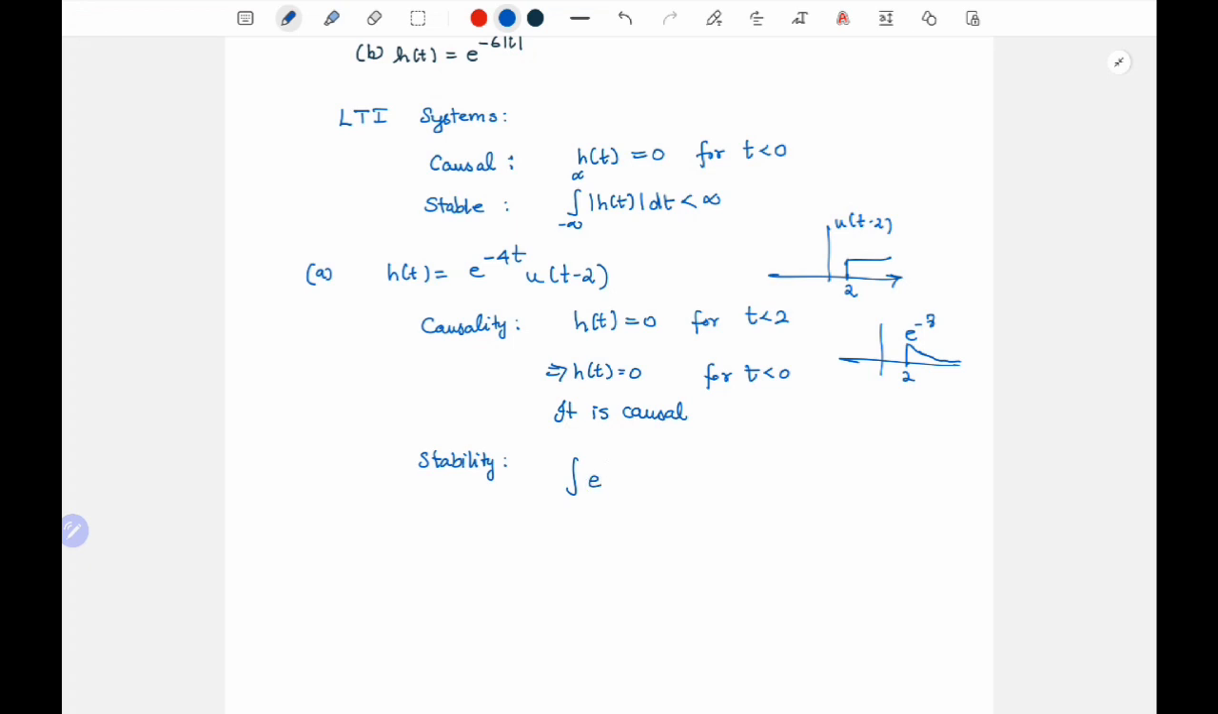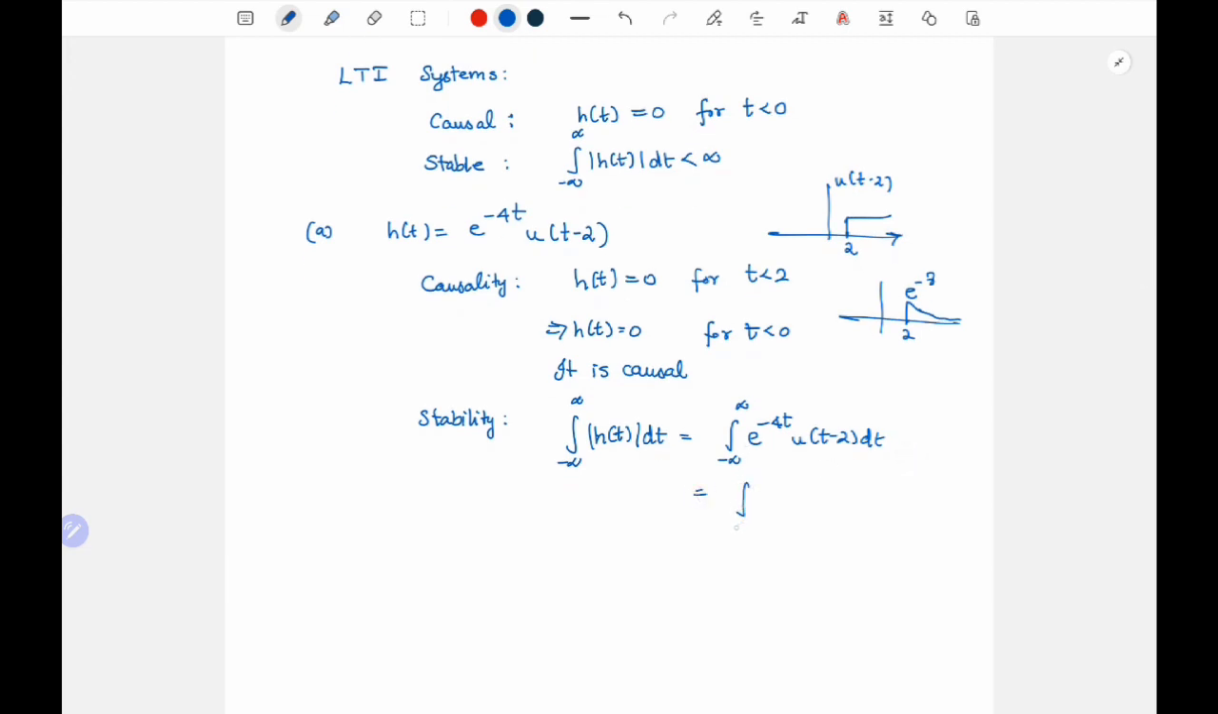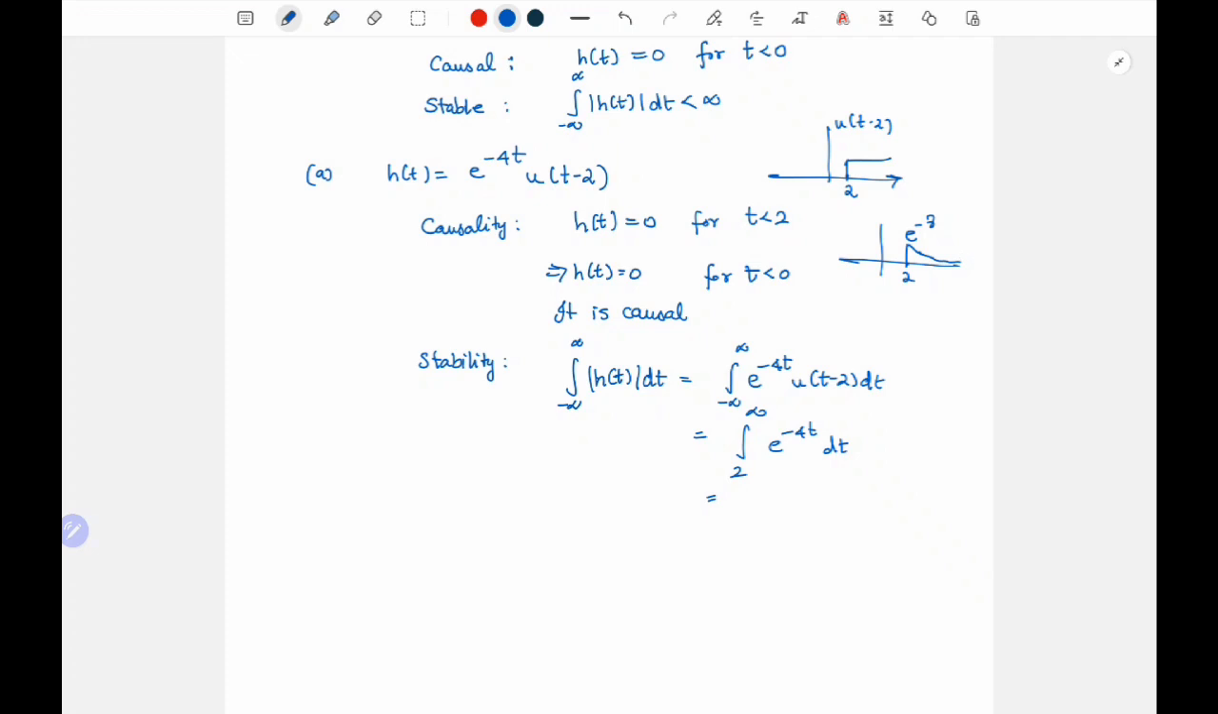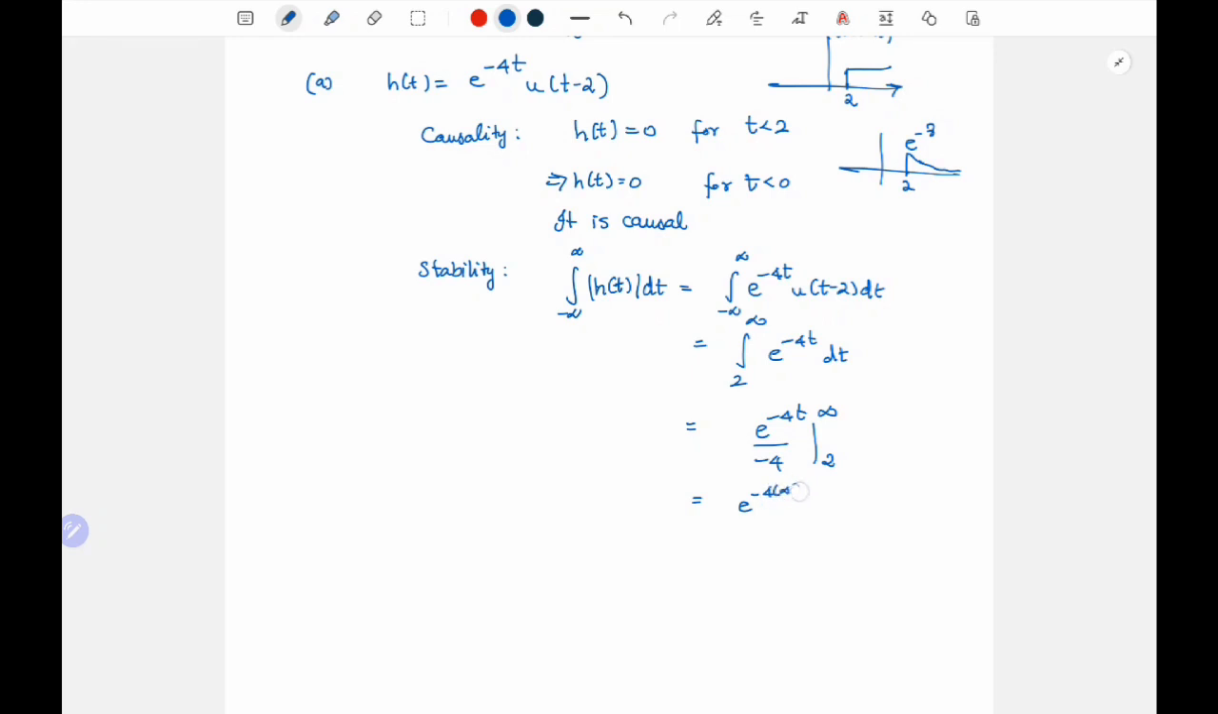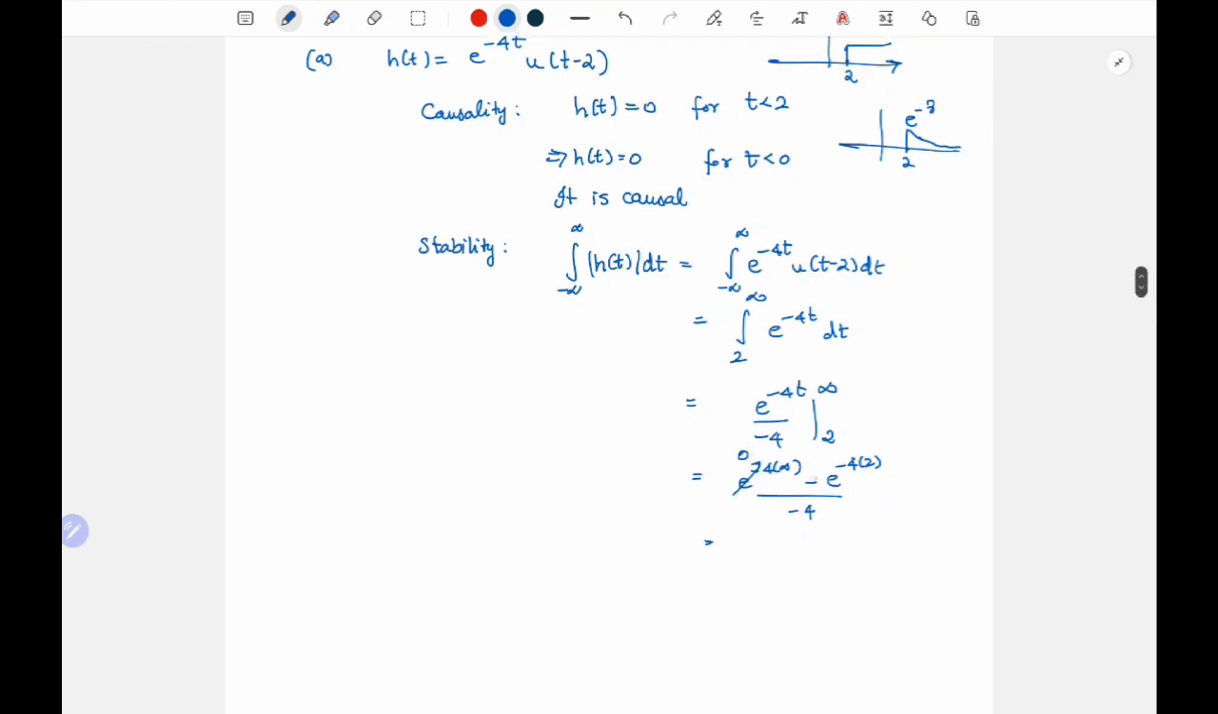So let's find it. Integral from minus infinity to infinity of h of t dt is equal to integral from minus infinity to infinity of e power minus 4t u of t minus 2 dt. And u of t minus 2 actually limits the integral from 2 to infinity of e power minus 4t dt. The mod anyways is always positive, so I am ignoring that. So this will be equal to e power minus 4t by minus 4 from 2 to infinity. So we'll get e power minus 4 into infinity minus e power minus 4 into 2, by minus 4. This term will go to 0. We'll only be left with this term, and the minus sign will cancel. So we should get e power minus 8 by 4.